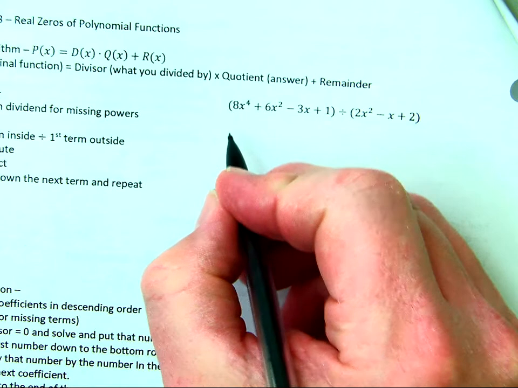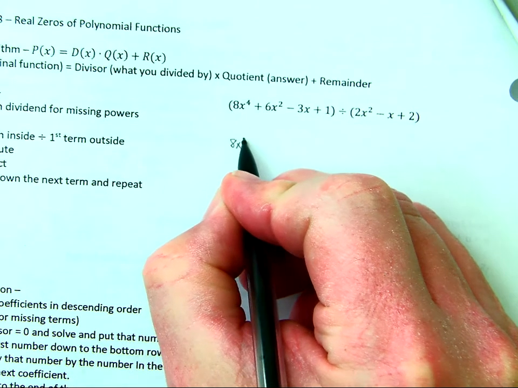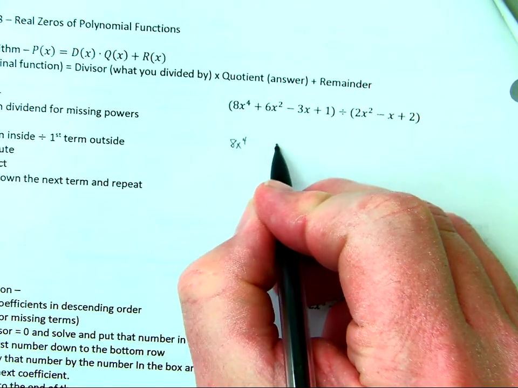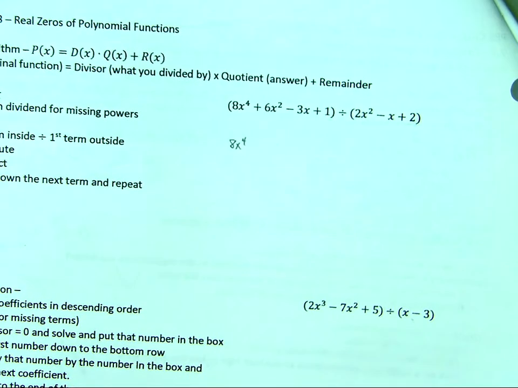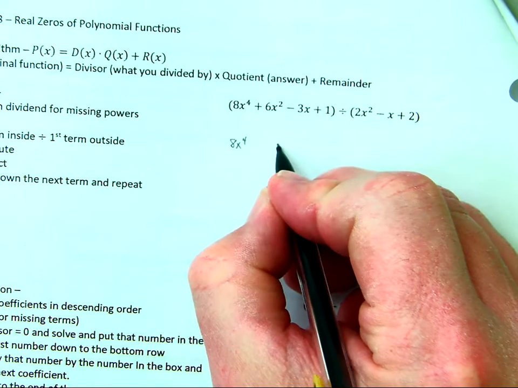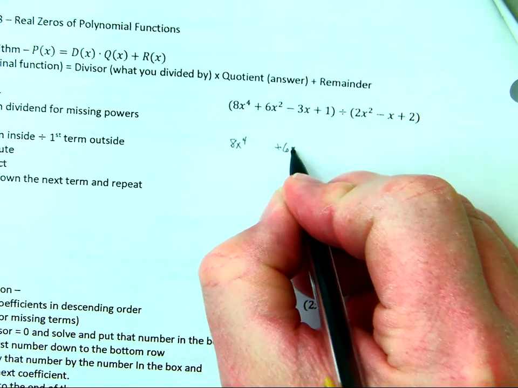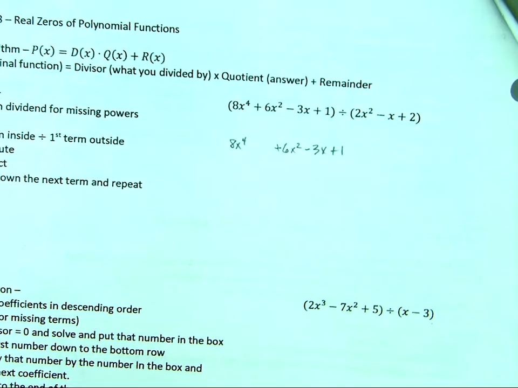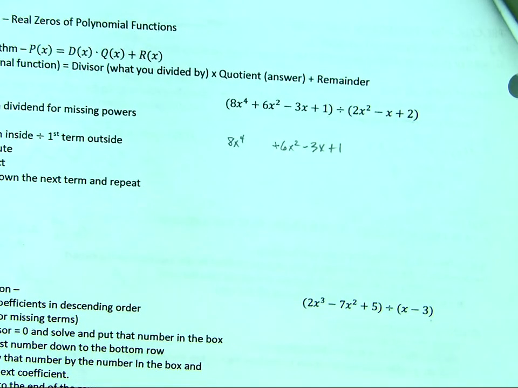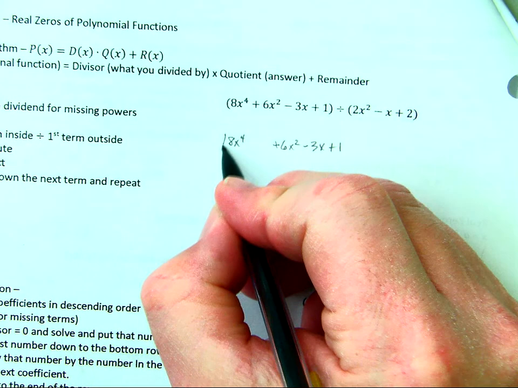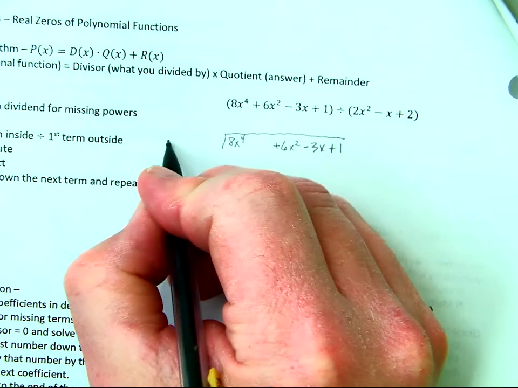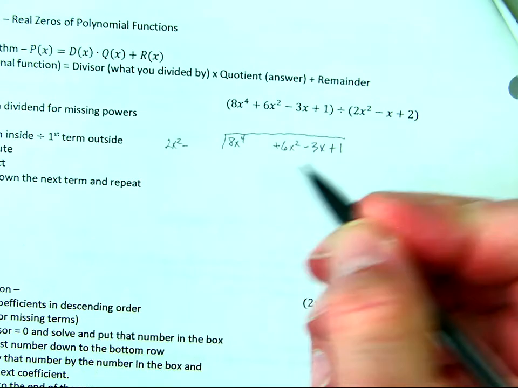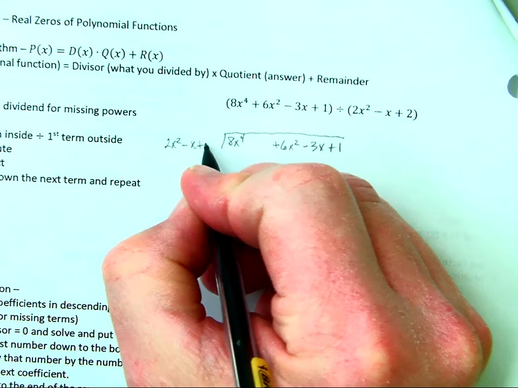So when I write that down, I'm going to put 8x to the fourth. You can put a 0x cubed if you want. I don't do that, I just leave a space there. And 6x squared minus 3x plus 1. So write it down in descending order. If any of the powers are missing, you leave a space for them. That goes in the box. Now outside the box, we put the thing we're dividing by: 2x squared minus x plus 2.